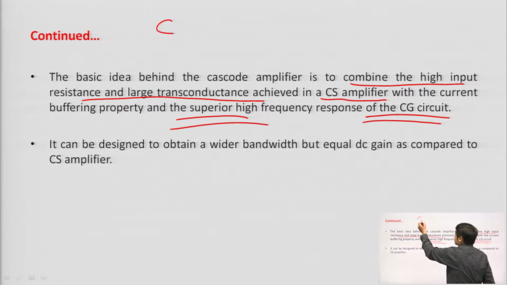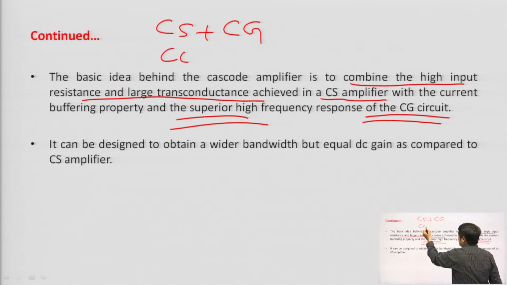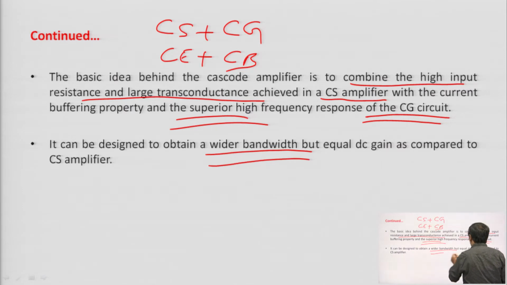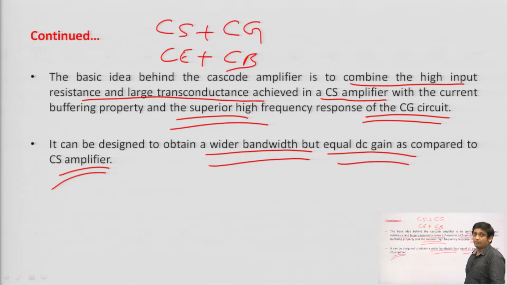Cascode means common source plus common gate while using MOSFET. While using BJT, it will be common emitter plus common base. So, the advantage of cascode is it is used to obtain wider bandwidth with equal DC gain as compared to CS amplifier. So, the main advantage is the bandwidth is enhanced, because in CS amplifier the issue is that you have seen in the last class, due to Miller effect the equivalent input capacitance is increased, because of that bandwidth is reduced. So, to combat that bandwidth issue in CS amplifier, we use this cascode amplifier.